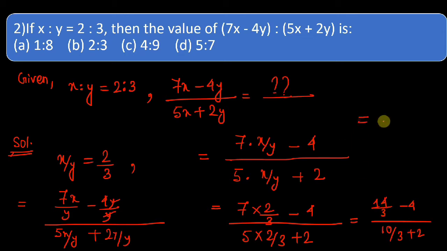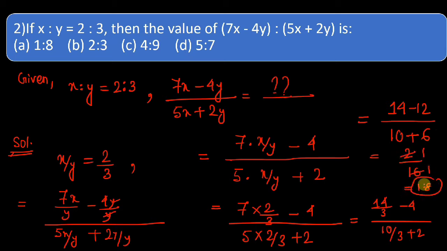The answer is 14 minus 12, and here 10 plus 6, that is 2 by 16, that is 1:8. The correct answer is 1:8. A is the correct option.